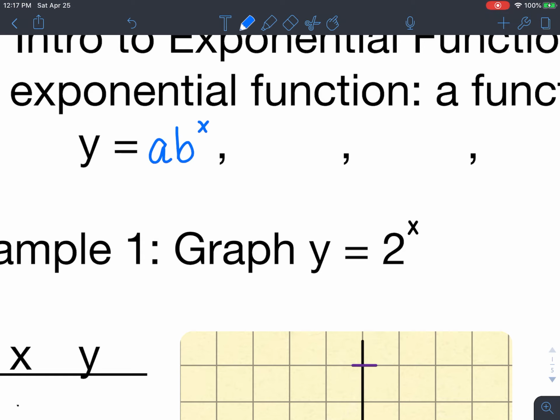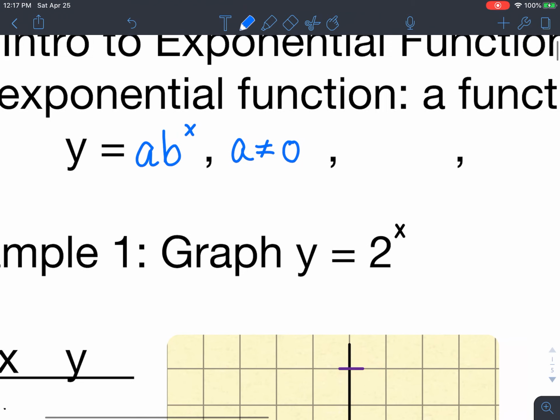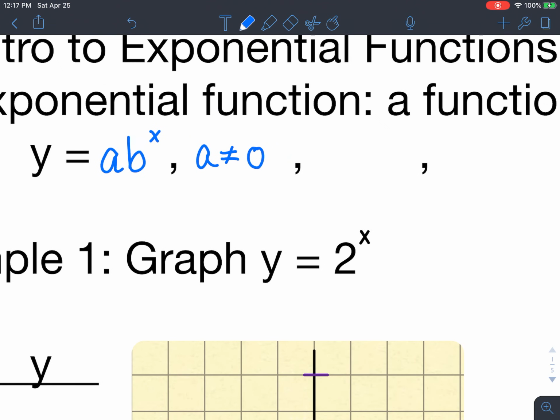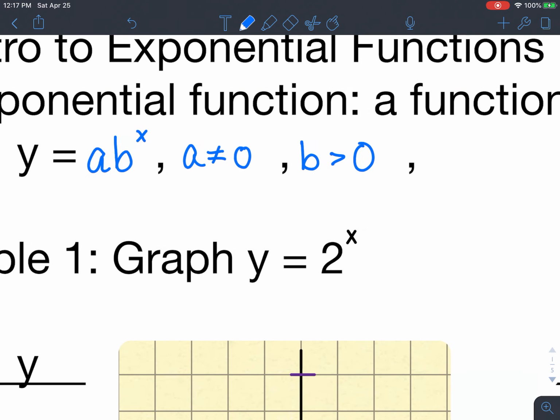ab to the x. Now, there are a couple of restrictions on what these values can be. A can't be 0, because that would make the whole function be 0, and then that wouldn't be exponential. B has to be greater than 0, so B has to be positive. And that's the base number here of the exponent. So exponential functions don't work if that number is a negative.